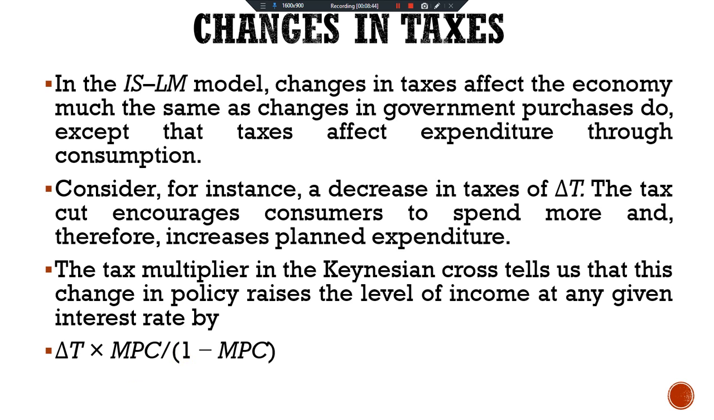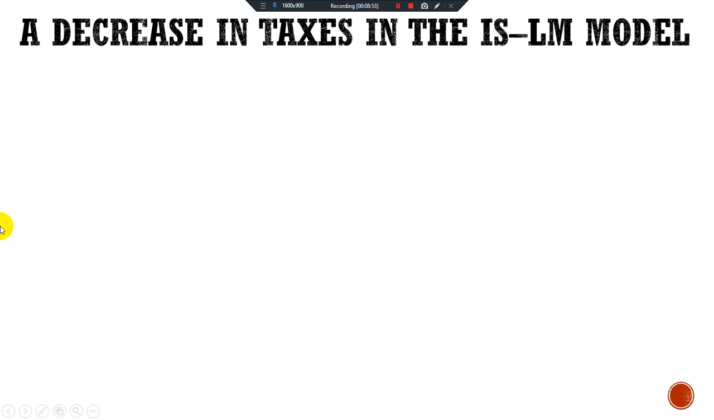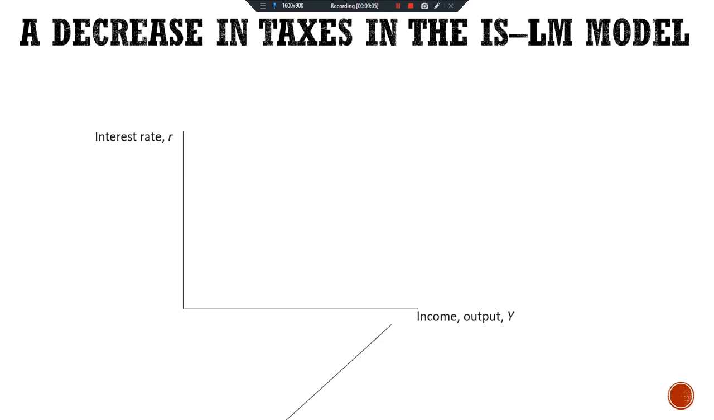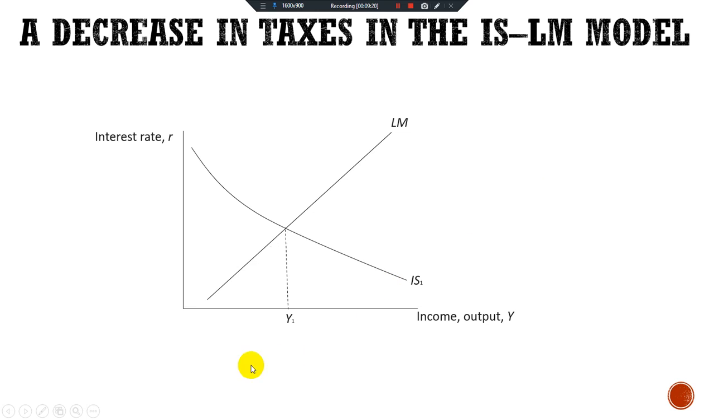So let's see a graphical presentation of how changes in taxes affect the equilibrium of the economy. A decrease in taxes in the IS-LM model. We have income output Y on the x-axis, interest rate R on the y-axis, an upward sloping LM curve, and a downward sloping IS curve. The intersection of the IS and LM curves decides the equilibrium income of the economy, Y1, and we have the equilibrium interest rate R1.